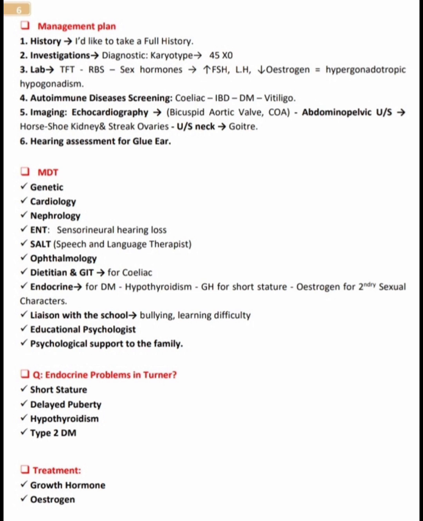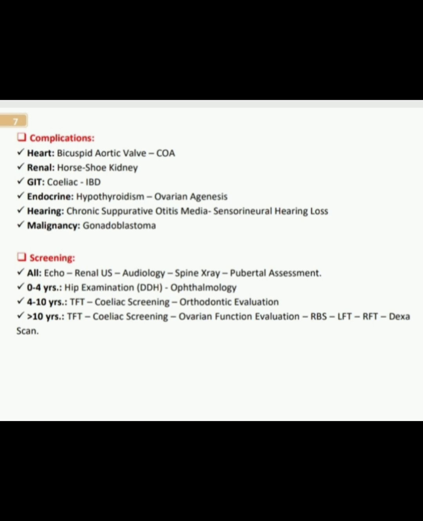These are short stature, delayed puberty, hypothyroidism and type 2 diabetes mellitus. Treatment of Turner syndrome: we give growth hormone and estrogen. About the complications of Turner syndrome: in heart, that is bicuspid aortic valve, coarctation of aorta; renal, horseshoe-shaped kidney; GIT, celiac disease and inflammatory bowel disease. Endocrine is hypothyroidism and ovarian agenesis. Hearing is chronic suppurative otitis media and sensorineural hearing loss. Malignancy, that is gonadoblastoma, can develop.